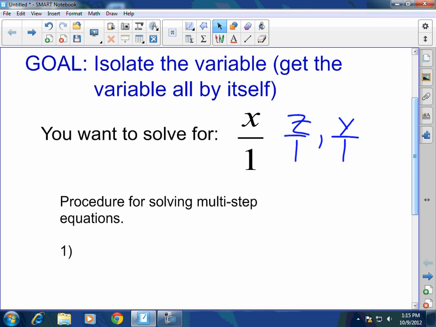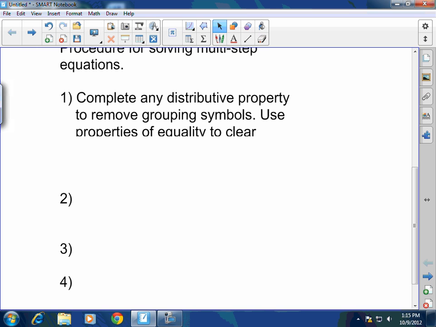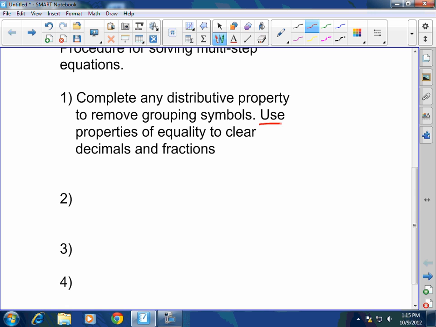Now, these procedures are all the same except number 1. Okay? Complete any and all distributive property to remove grouping symbols. We know that. But I added something now. This is the one thing that's added. Use properties of equality to clear decimals and fractions.